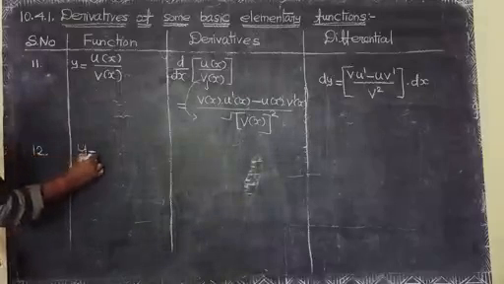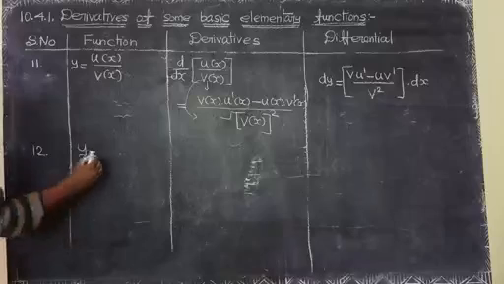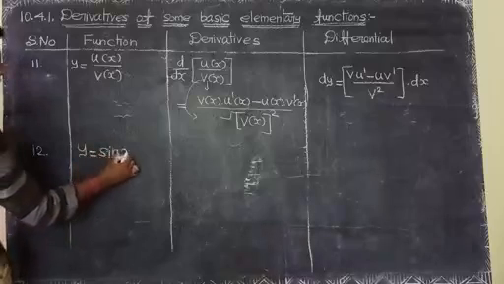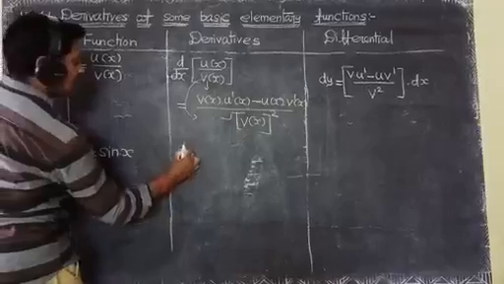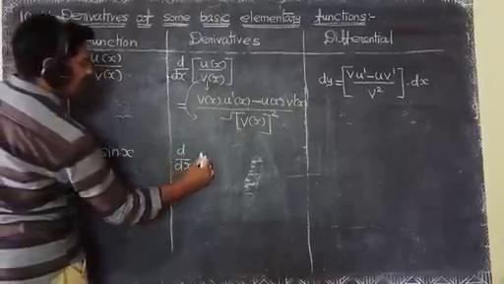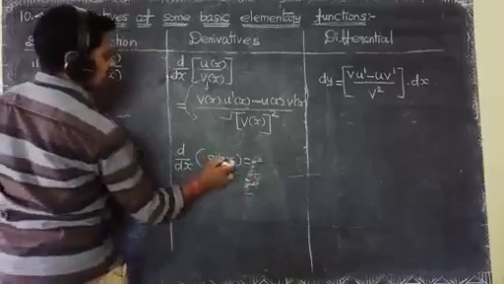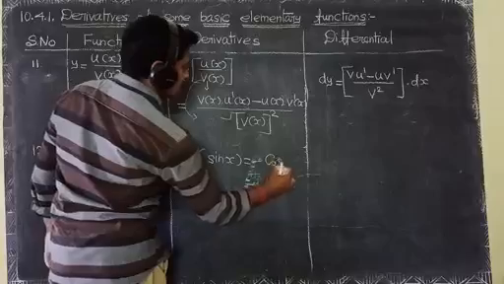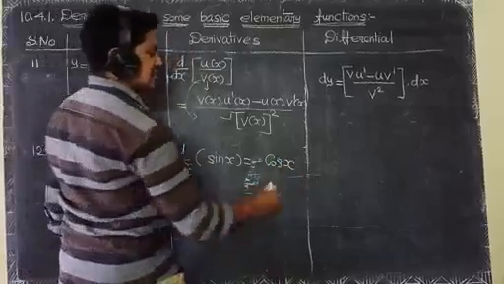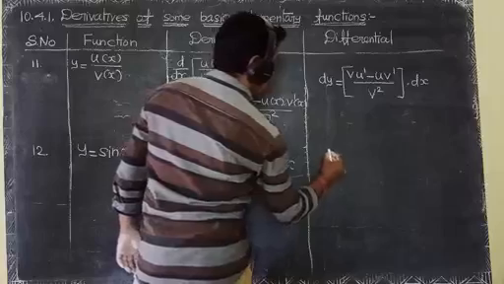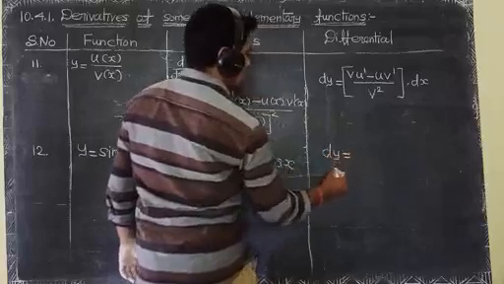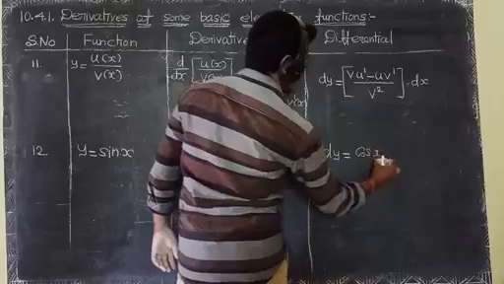Next, serial number 12: in the trigonometric functions, sin x. d by dx of sin x, differentiating sin x, the resultant is cos x. Here the differential dy is equal to cos x into dx.